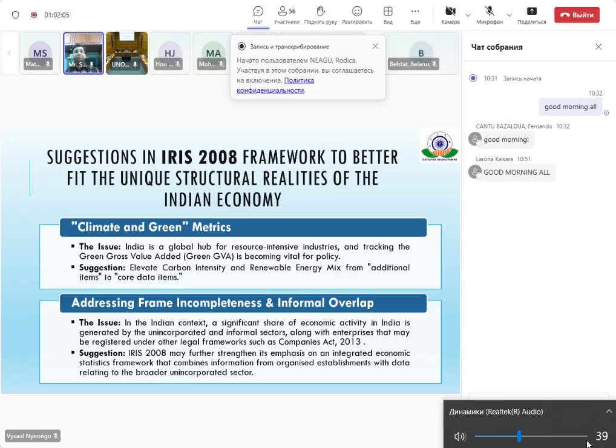So it is now time to consider that we may further strengthen the emphasis on integrated economic statistics, not only for the organized part but for the organized and unorganized parts taken together. So that may take care of some of the issues in the Indian economy. Next, please.